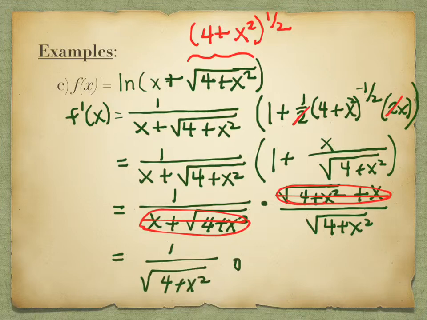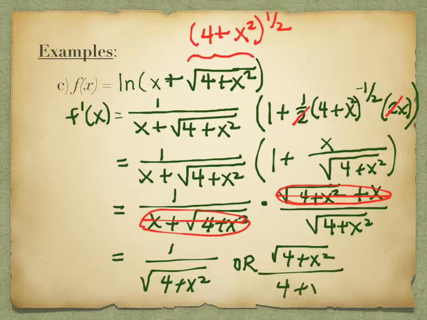You're welcome to leave it that way, or if the square root in the denominator is bothersome to you, having taken trig, you can rewrite that by rationalizing, so to speak, so that I don't have a square root in the denominator. And I end up with, let's see here, the same value over 4 plus x squared then. And then this problem is taken care of.